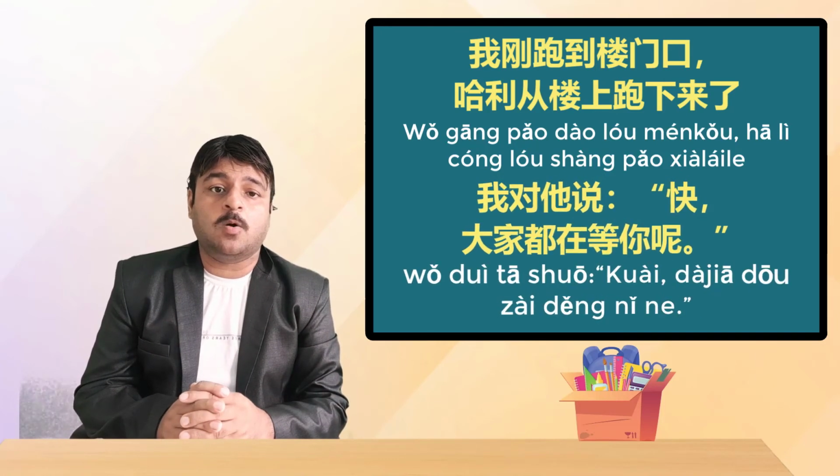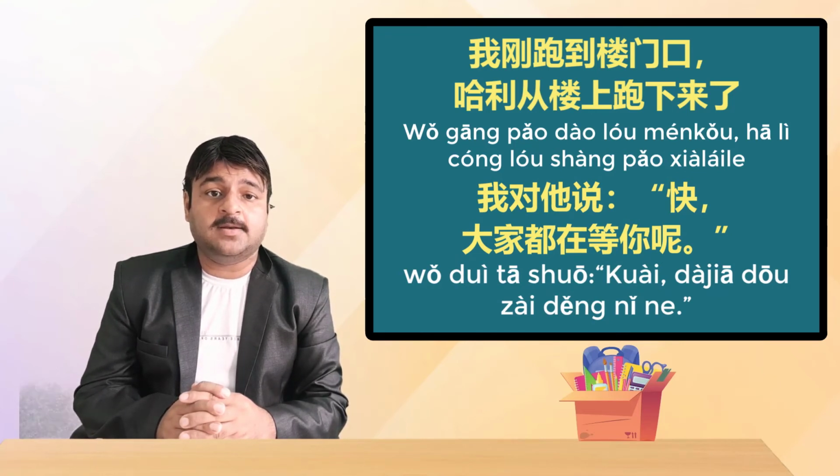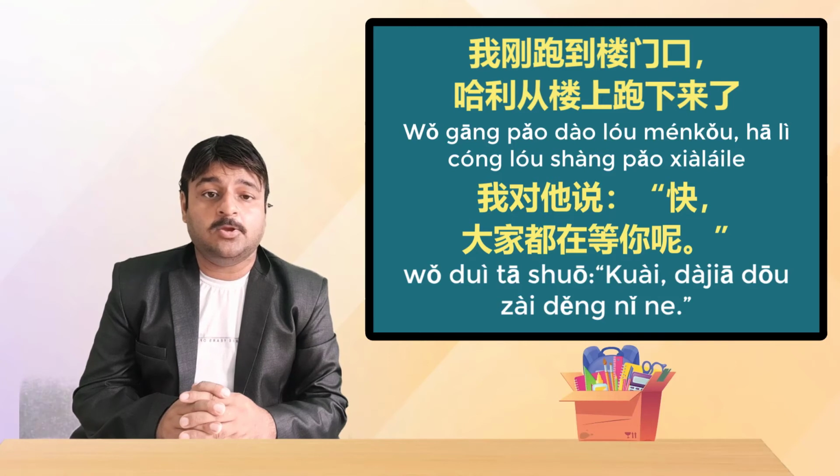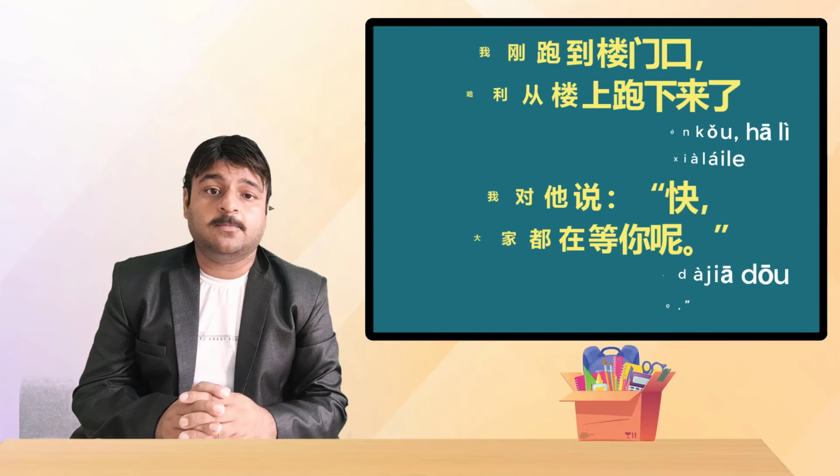我对哈利说快. I to Hali said 快 quick. 大家都在等你呢. 大家 everybody, 都 without exception, 在等 wait for, 你 you. Everybody is waiting for you. So I said to Hali, quick, everybody is waiting for you, or come quick, everybody is waiting for you.